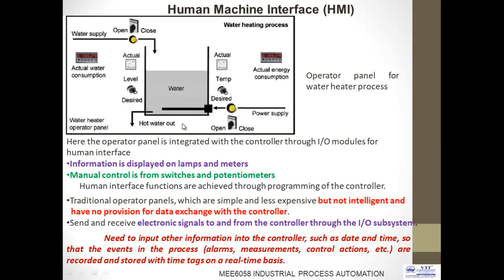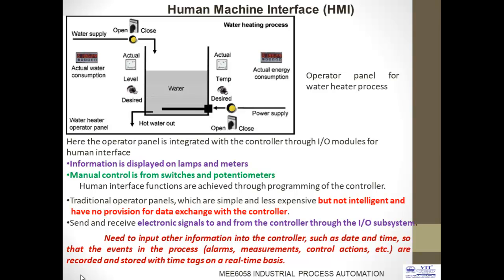And what's happening? Yes, the electronic signals are transferred through the I/O modules to the backend, that means to the real-time system. On the real-time system, the data are transferred to the human machine interface through the I/O subsystems. So if we come to the next category, we need to input other information into the controller, such as date and time, so that events in the processes, alarms, measurements, control actions, etc. are recorded and stored with time tags on a real-time basis.